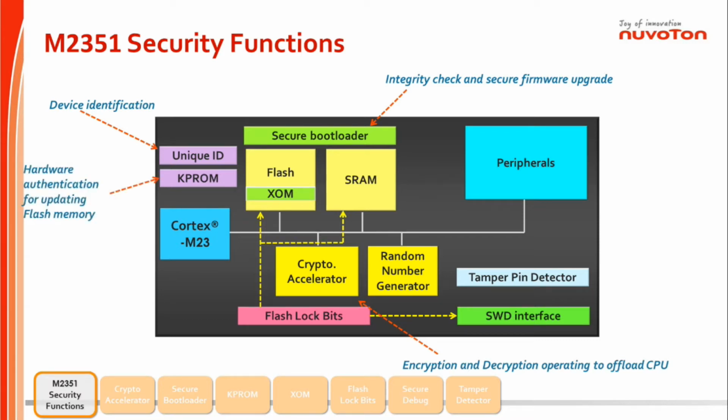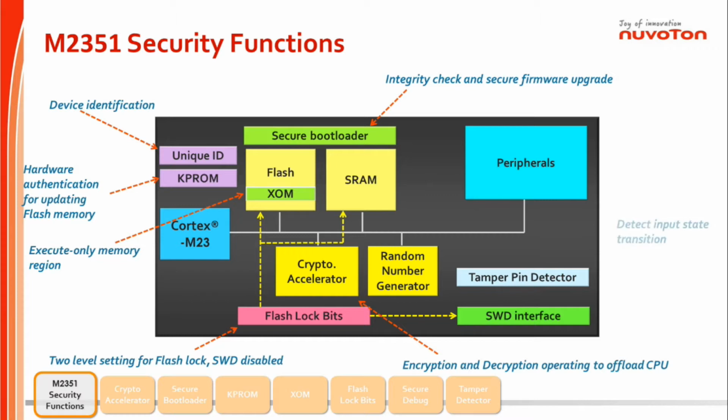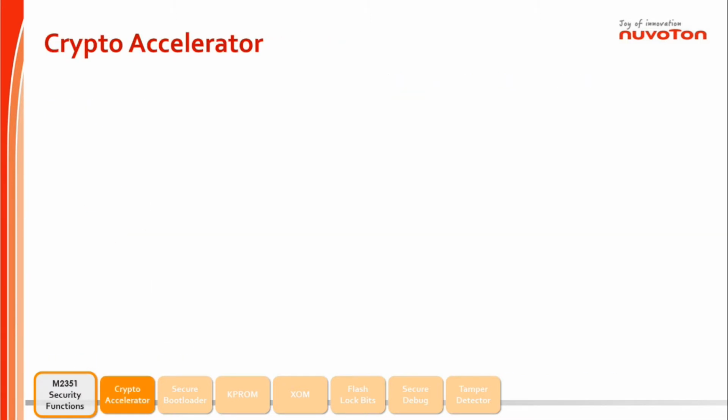The KP-ROM is a password protection mechanism to allow flash write and erase. The XOM defines execution-only memory regions to protect critical program codes. The flash lock bits are used to disable external flash read, write, and debug interface. The Tamper Detector can detect the state transition on the tamper pin.